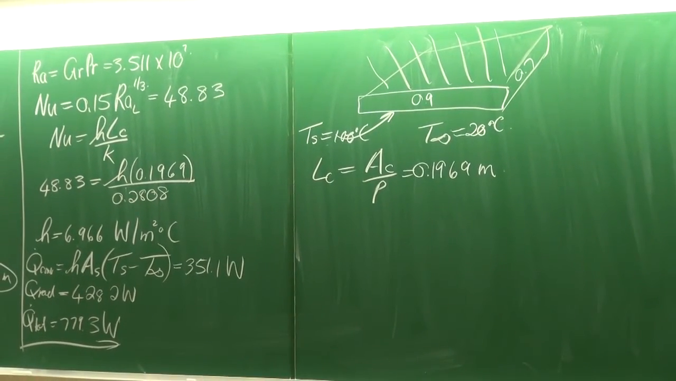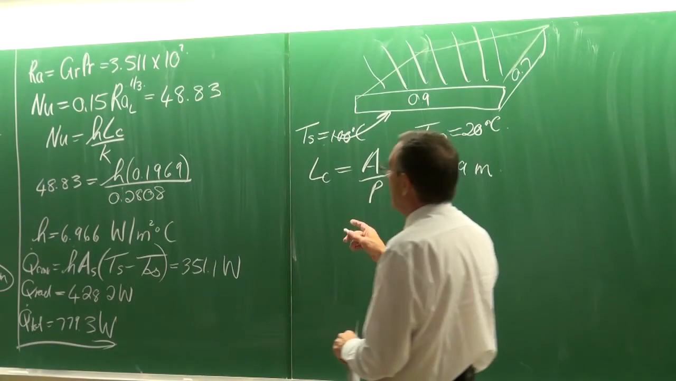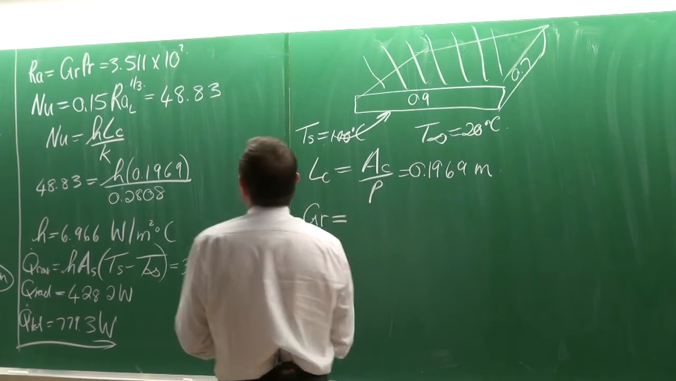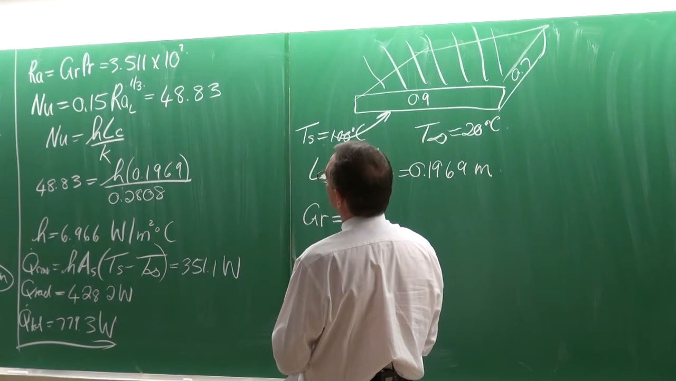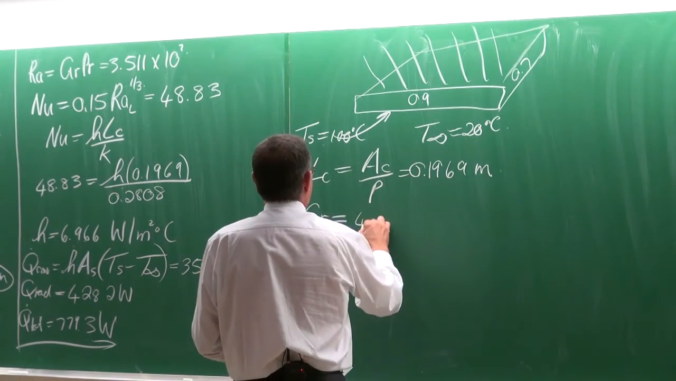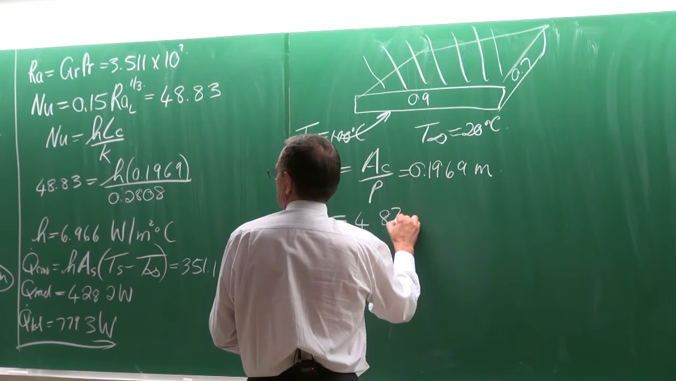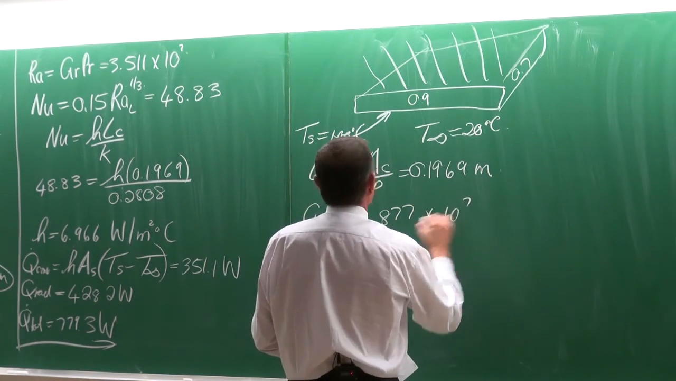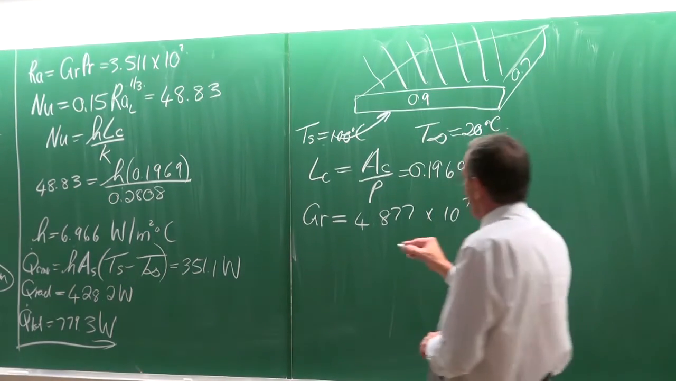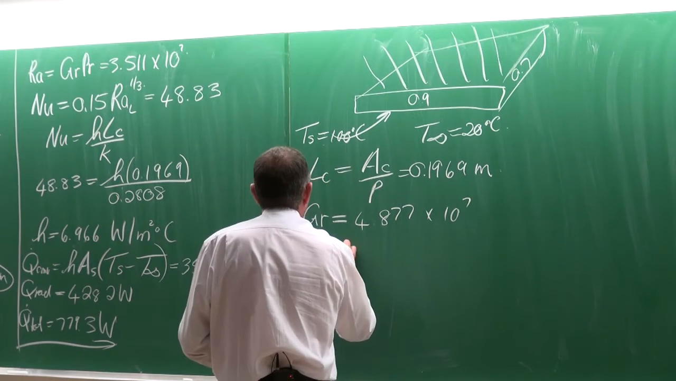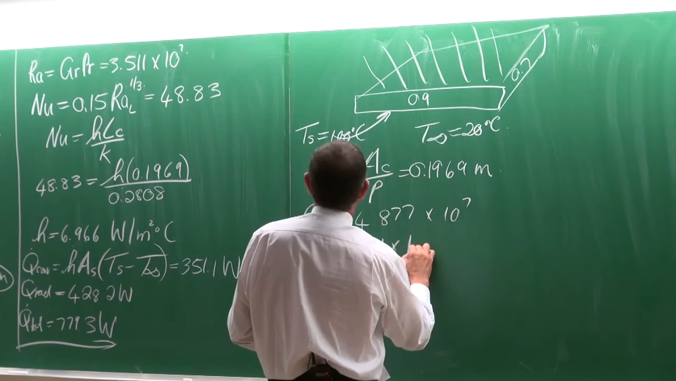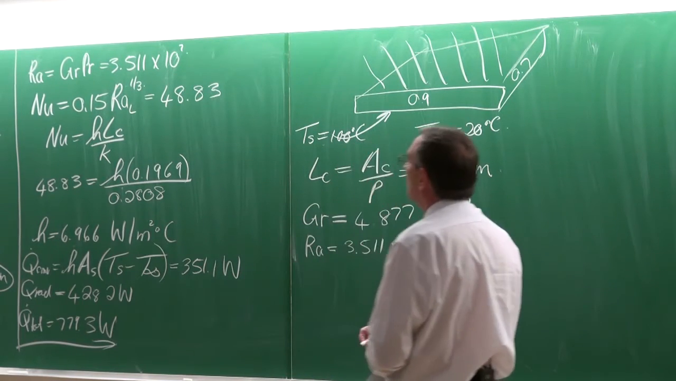You see? The Rayleigh number, or the Grashof number, is also going to stay the same, 4.877 multiplied by 10 to the 7, because nothing changes there. The Rayleigh number is going to be 3.511 multiplied by 10 to the 7th.